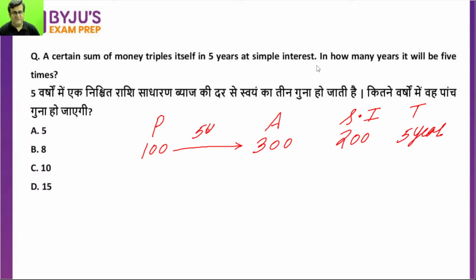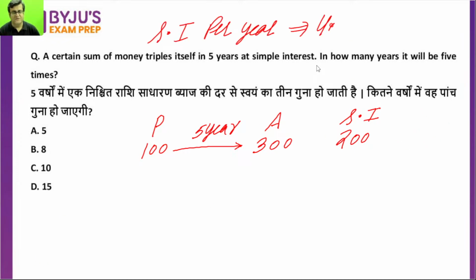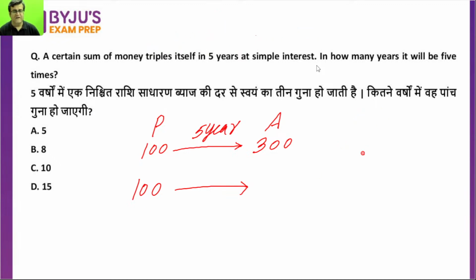In 5 years, 100 becomes 300. So 200 is the interest. So I can say simple interest per year is 40 rupees, as 5 fours are 20. Now, if 100 becomes 500, 5 times, how much is the interest? If time is 5 years, the interest is clearly visible as 200, isn't it? 100 becomes 300, so 200 is the interest in 5 years. They want the money to be 500, 5 times. 100 becomes 500. So interest will be how much? Tell me, 400. Yes or no?